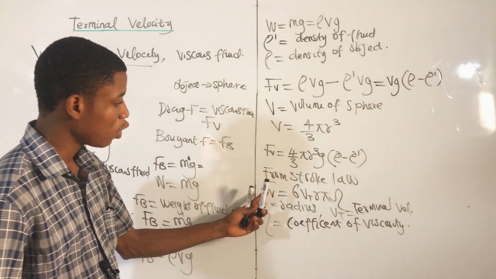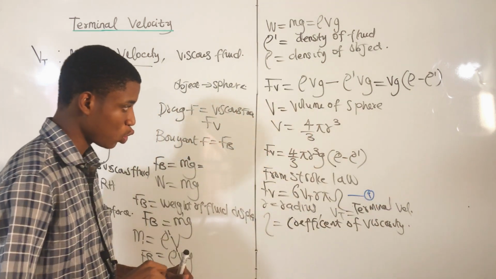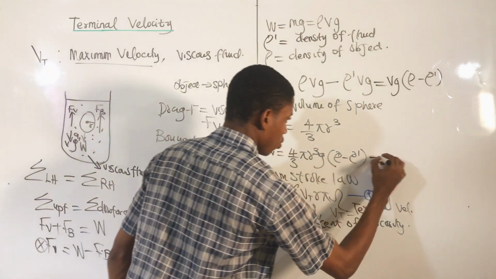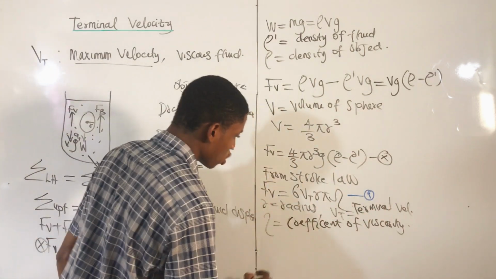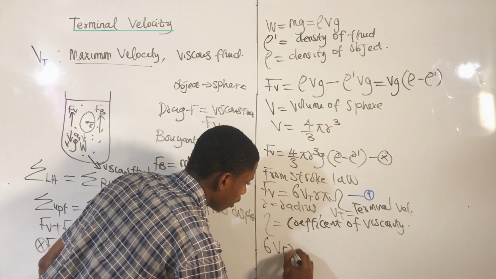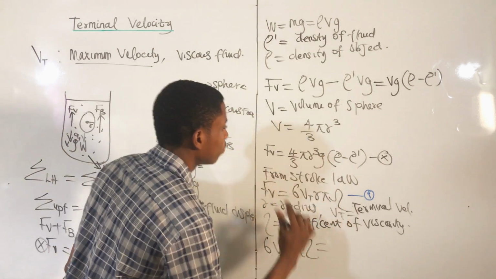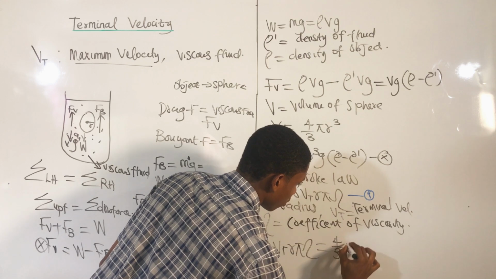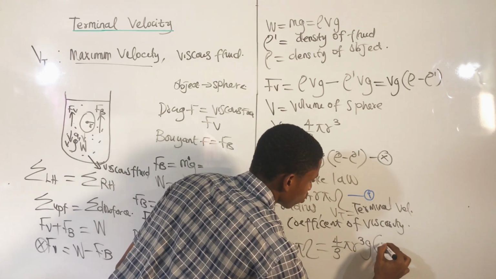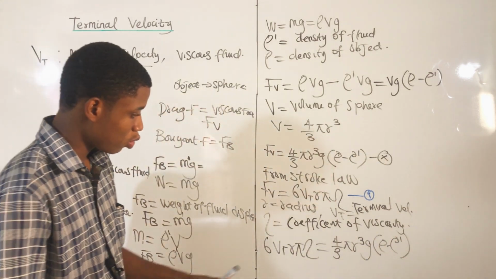So we're going to substitute this value of Stokes' law into what we have here. Of course, this is the equation we're working with now. If you substitute that value, you have 6 Vt rho pi times the coefficient of viscosity equal to 4/3 pi rho cube g bracket rho minus rho prime. So please substitute those values.